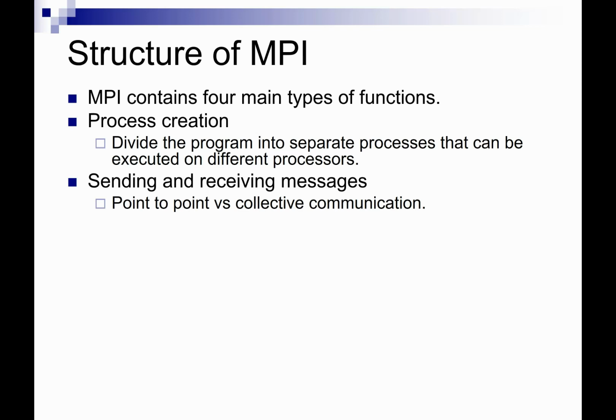Point-to-point just means that you're sending or receiving messages between 2 particular processes. So it's going from one process, one point, to another process. On the other hand, collective communication means that you're doing communication among a group of processes. For example, you might be broadcasting to a group of processes. So this would be a collective communication. In the rest of this lecture, we're going to be looking at different types of point-to-point and collective communication functions.